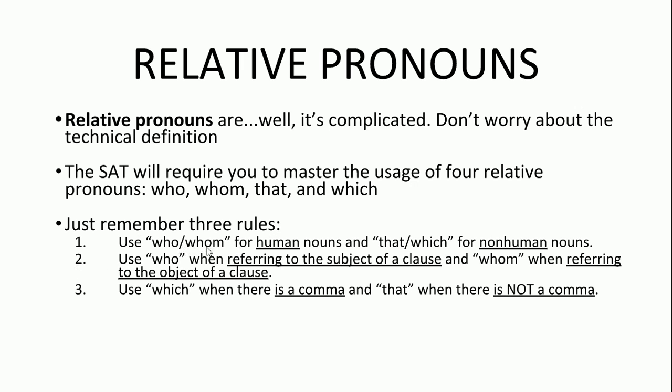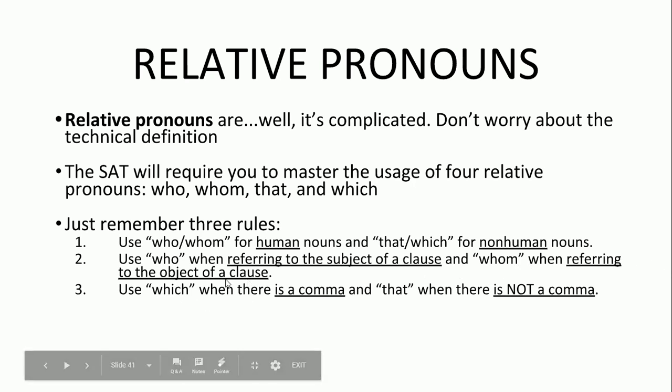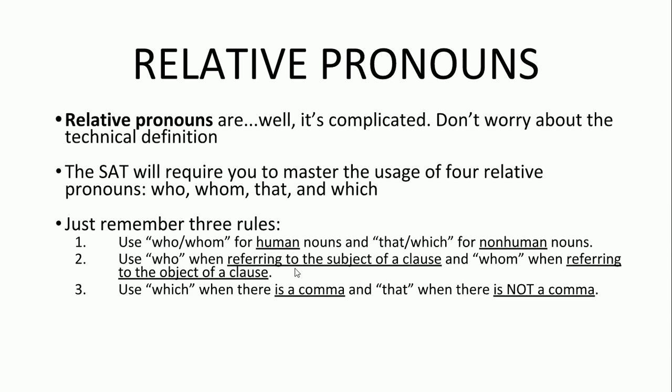So how do we distinguish who and whom? Well, that's rule number 2. You use who when you're referring to the subject of a clause, and whom when you're referring to the object of a clause. It's amazing. Something that we covered in the very first or second slide of this Elements of a Happy Sentence deck is appearing at the very end of it. The foundation really is important. Okay.